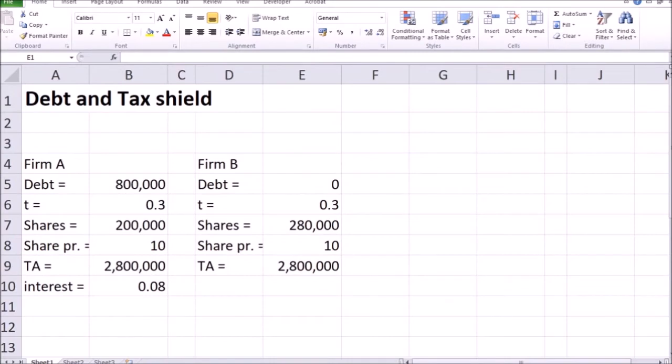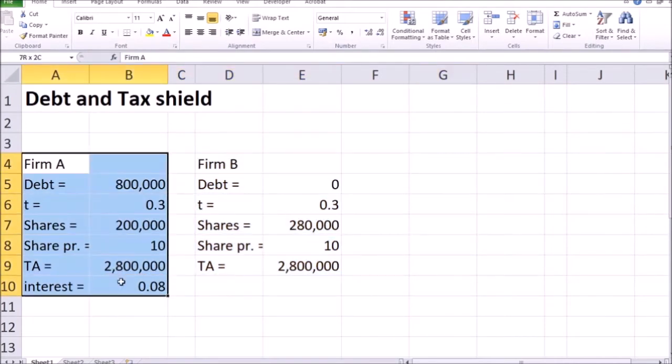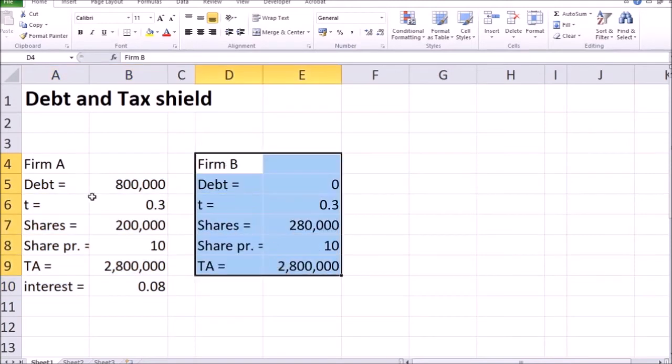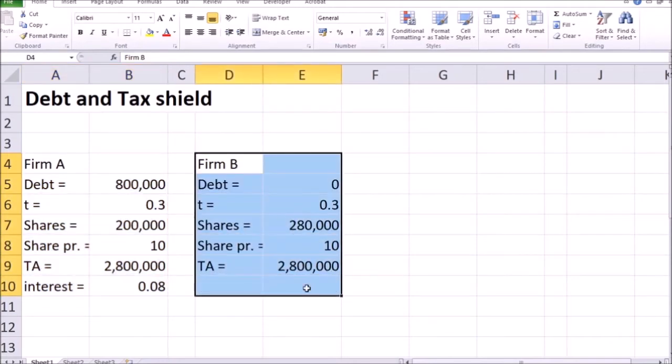So let's have a look at this example, where we try to illustrate debt and how it can generate a tax shield for your cash flow, using an example of a couple of firms. Let's say these two firms are very similar, operating in a similar type of business, or perhaps these are two scenarios for the same firm, where in one scenario the firm does take some debt, and in another scenario the firm doesn't have any debts, but everything else is the same.